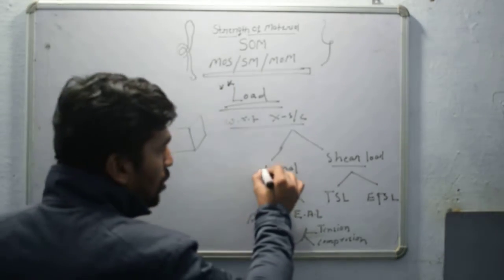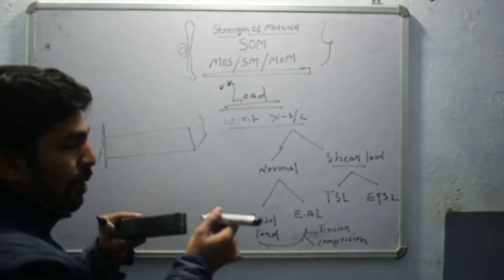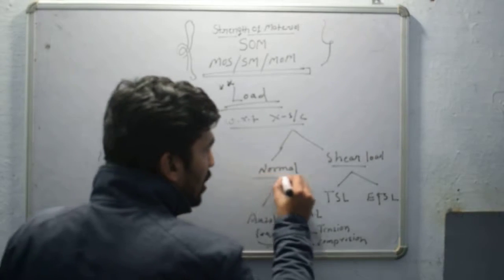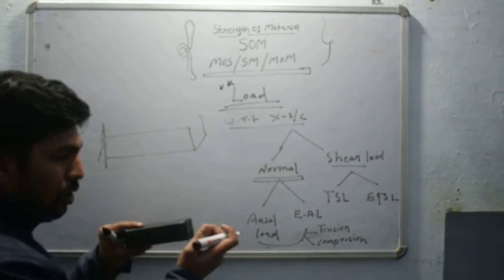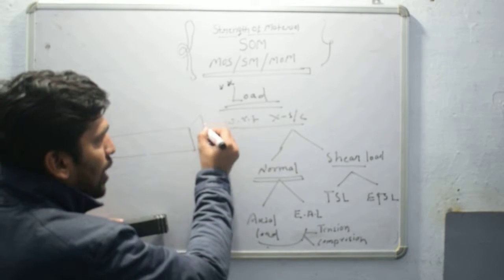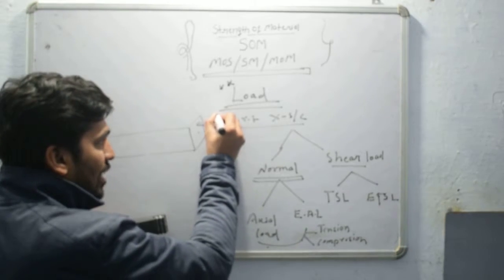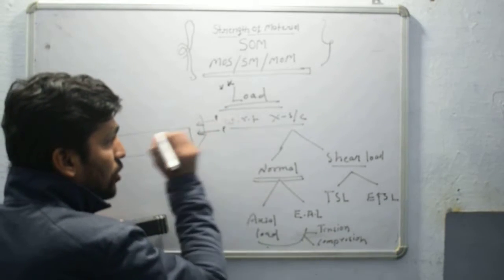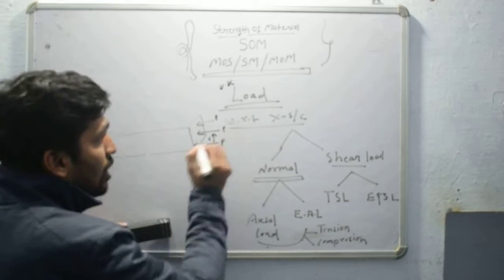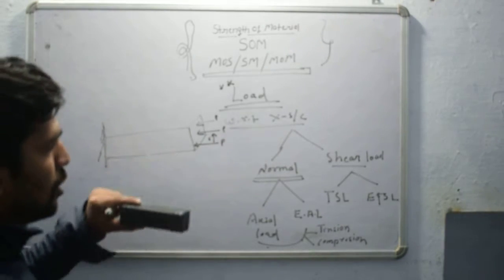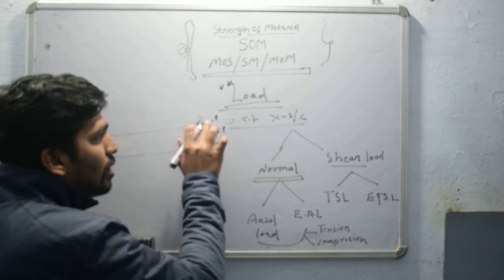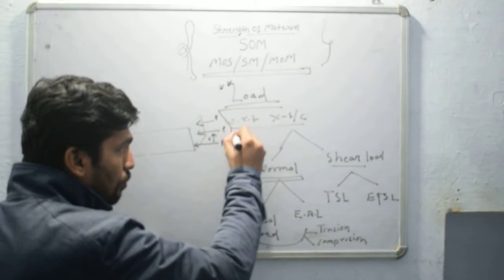If you apply a load which is perpendicular to the cross section, this load is known as a normal load. This is the centroid of the cross section. If you apply a load P which is perpendicular to this section and passes through the centroid, or a load which is not passing through the centroid and has an eccentricity E, this type of load is known as a normal load. Here this load is compressive in nature.